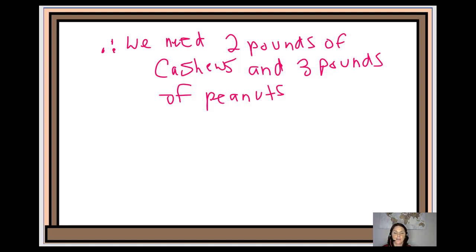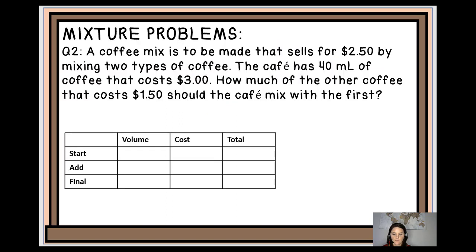Okay, let's look at our next example. Question 2. A coffee mix is to be made that sells for $2.50 by mixing 2 types of coffees. The cafe has 40 milliliters of coffee that costs $3. How much of the other coffee that costs $1.50 should the cafe mix with the first?